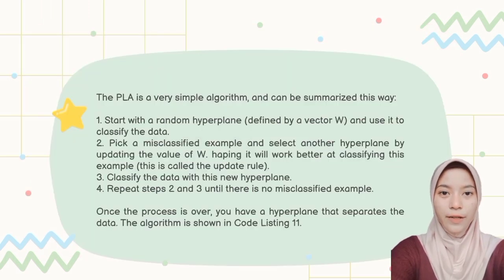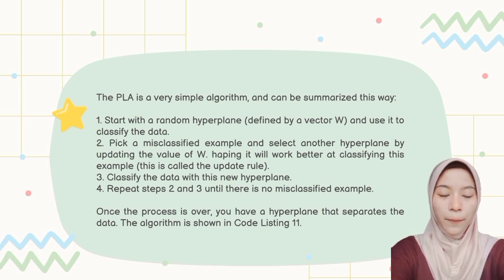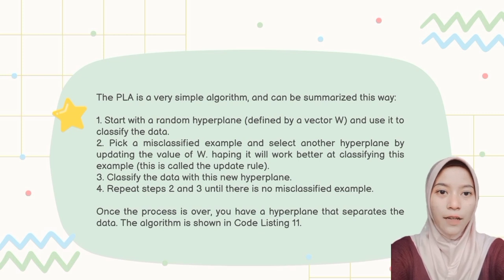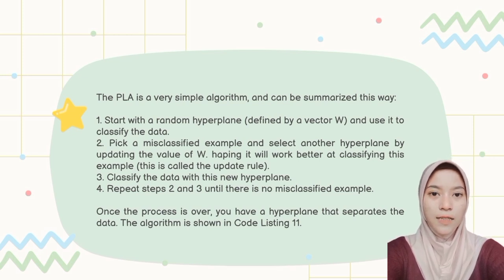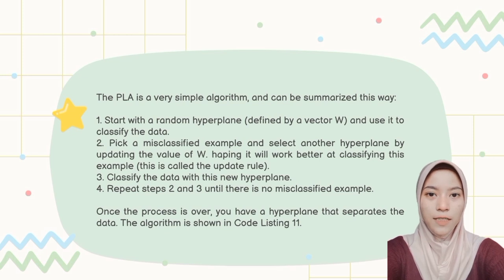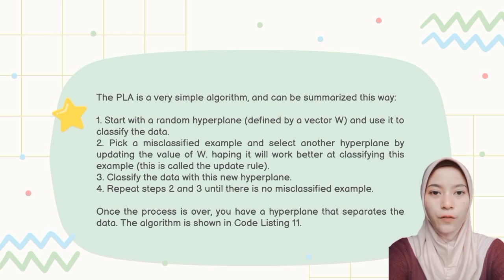The PLA is a very simple algorithm and can be summarized this way. Number 1, start with a random hyperplane defined by a vector w and use it to classify the data. Number 2, pick a misclassified example and select another hyperplane by updating the value of w, hoping it will work better at classifying this example. This is called the update rule. Number 3, classify the data with this new hyperplane. Number 4, repeat steps 2 and 3 until there is no misclassified example. Once the process is over, you have a hyperplane that splits the data.